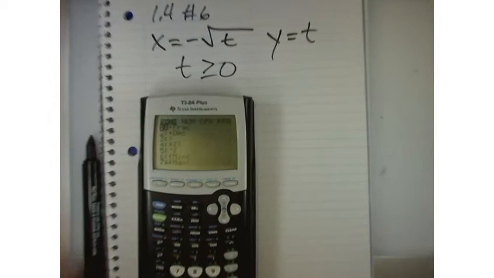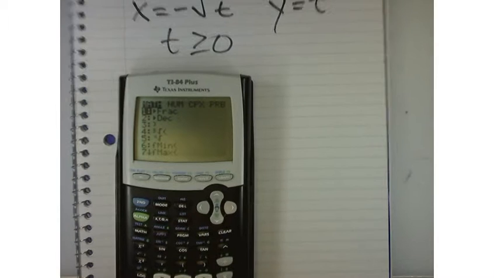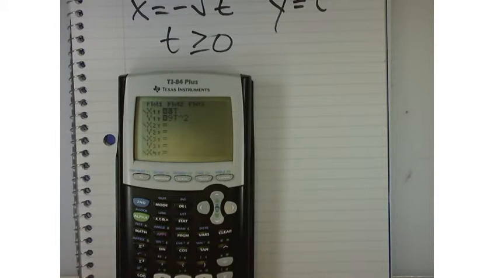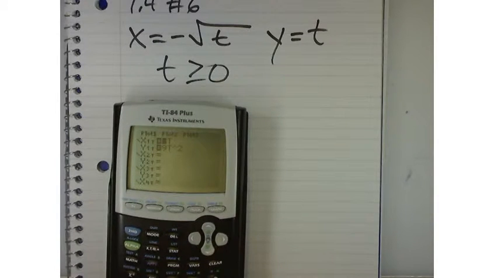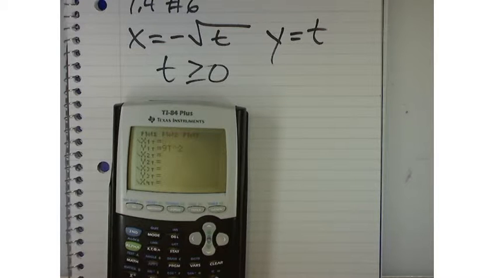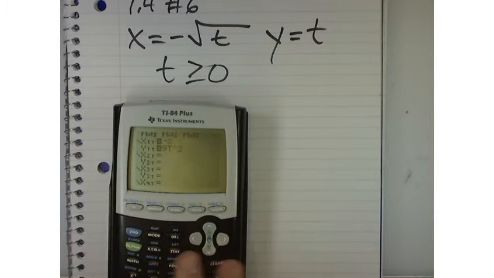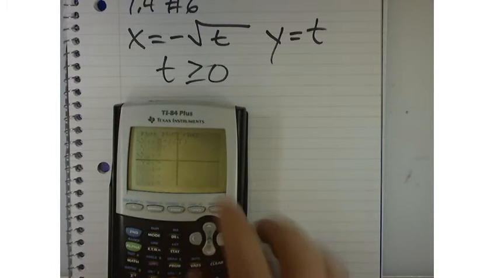I'm going to zoom in on the calculator so you guys can see it a little better. This is going to be negative square root of t, and then y equals t. Oh, that's pretty simple. Then I'm going to graph it.